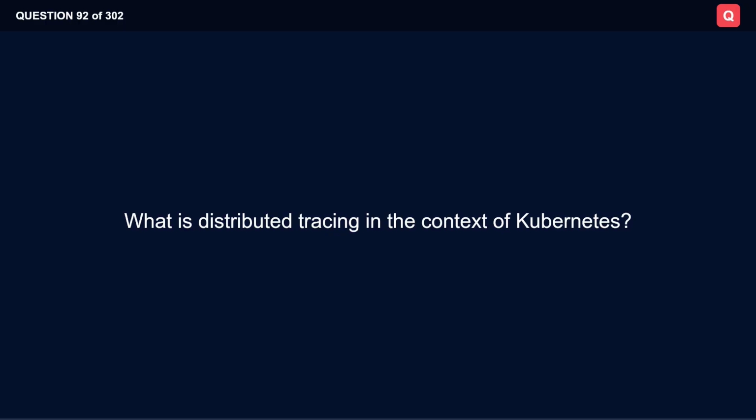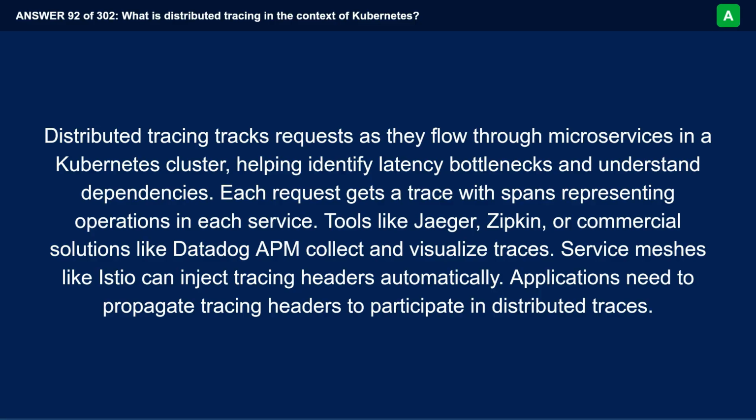What is distributed tracing in the context of Kubernetes? Distributed tracing tracks requests as they flow through microservices in a Kubernetes cluster, helping identify latency bottlenecks and understand dependencies. Each request gets a trace with spans representing operations in each service. Tools like Jaeger, Zipkin, or commercial solutions like Datadog APM collect and visualize traces. Service meshes like Istio can inject tracing headers automatically. Applications need to propagate tracing headers to participate in distributed traces.